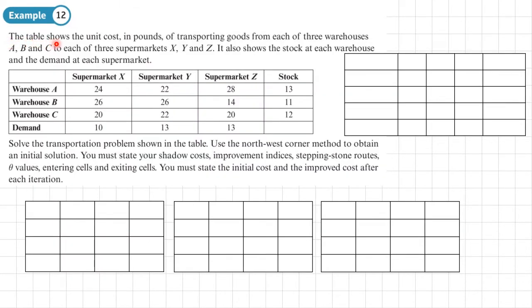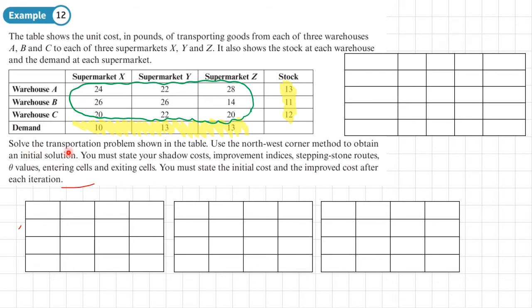Example 12. The table shows the unit costs in pounds of transporting goods from each of 3 warehouses A, B and C to each of 3 supermarkets X, Y and Z. It also shows the stock at each warehouse and the demand at each supermarket. So I'll just highlight our stock and our demands. And remember, the middle part of the table is the costs. So I'll just highlight those. So we tend to use the two of these separately in our algorithms.